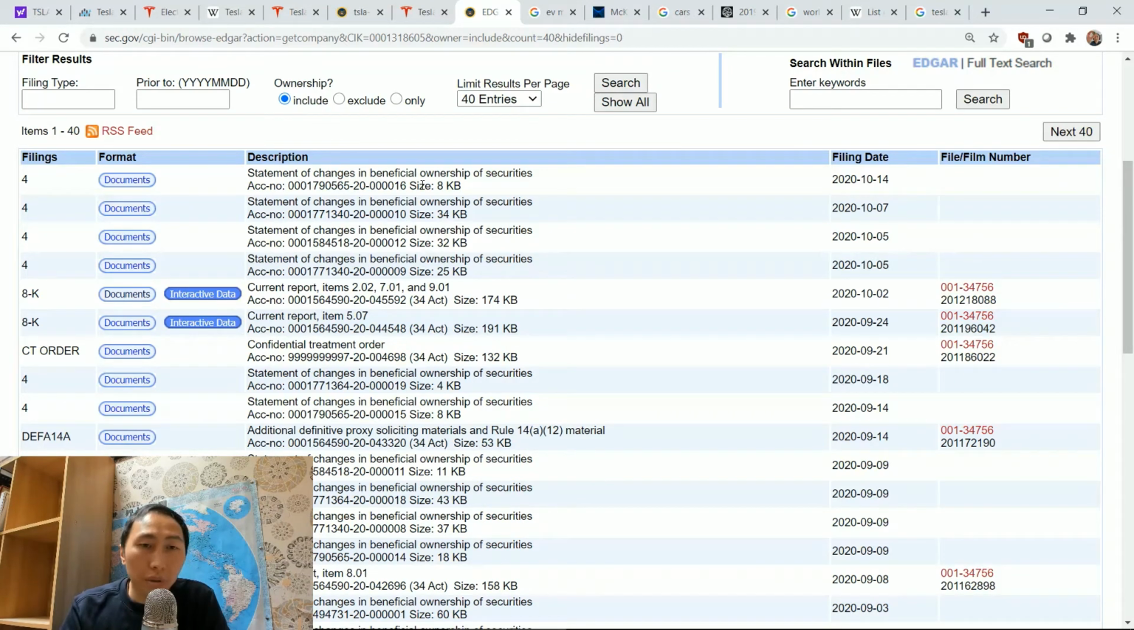So we've got a description of change in beneficial ownership of securities, and we can see that there's quite a few of these. So usually, unless you want to find out what the change in ownership was, you don't have to click on it. And then we can see there's 8Ks, which tend to let you know what material information has been released, and we've got filing dates or when these came on.